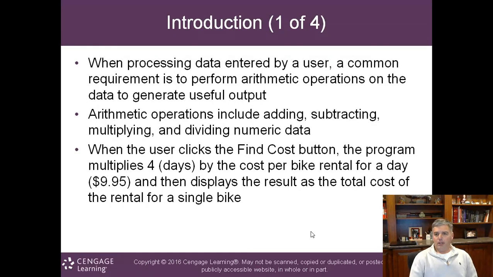So when processing data entered by a user, a common requirement is to perform arithmetic operations on the data to generate useful output. Arithmetic operations include adding, subtracting, multiplying, and dividing data. So the application we're working on this chapter is a bike rental application. The user is going to enter a number in a text box for a number of days. So you can enter 4 days. You're going to click the find cost button, and the application is going to multiply 4 by the rental cost for a day, which is a $9.95 fixed cost, and the application is going to output the result of that.